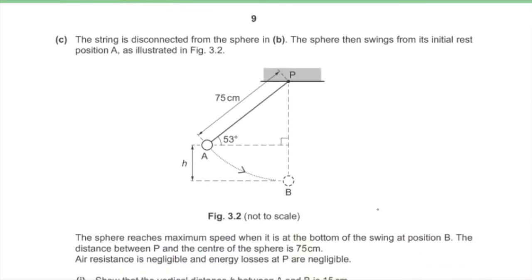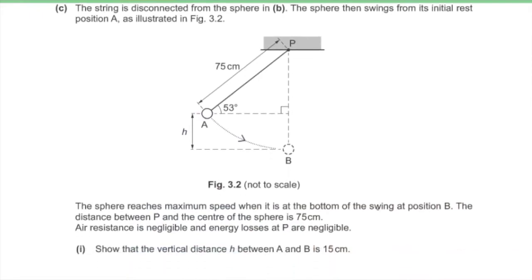Part C, the string is disconnected from the sphere in part B. The sphere then swings from its initial rest position A, as illustrated in figure 3.2. The sphere reaches maximum speed when it is at the bottom of the swing at position B. The distance between P and the center of the sphere is 75 centimeters. Air resistance is negligible, and energy losses at P are negligible too.